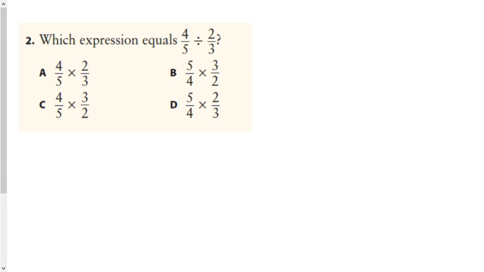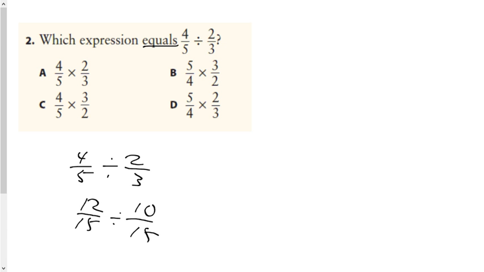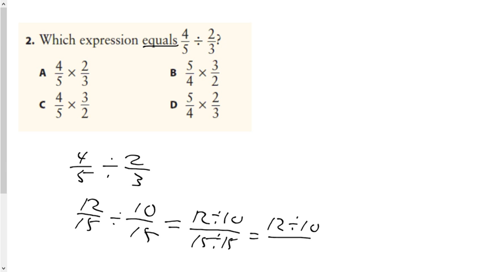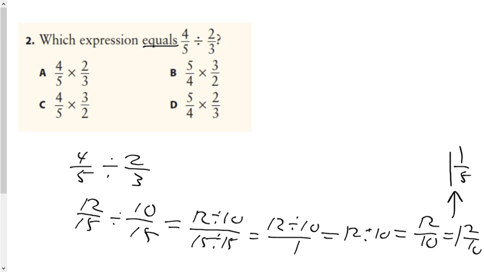Question 2 says which expression equals, this time we're not looking for not equals, but rather equals 4/5 divided by 2/3. Now remember, there are two methods you could solve this question with. The first method for division of two fractions is you can find a common denominator, which we would use 15. And you have 12/15 divided by 10/15. And when you divide the numerators and divide the denominators, you end up with 12 divided by 10 over 1, which is simply 12 over 10, which is 1 and 2/10. Oh my heavens to Betsy, this is going forever. Which is 1 and 1/5.